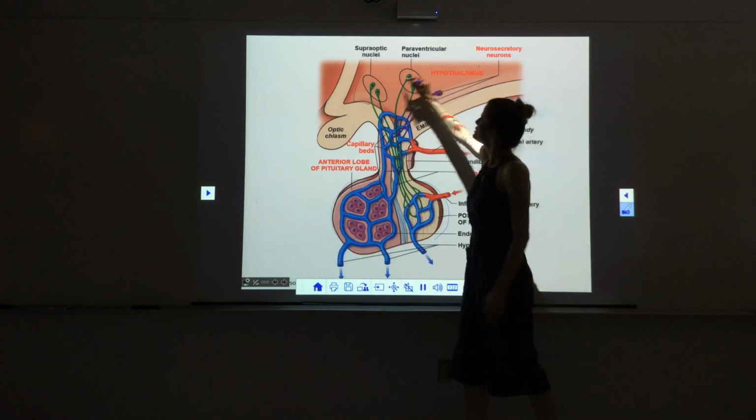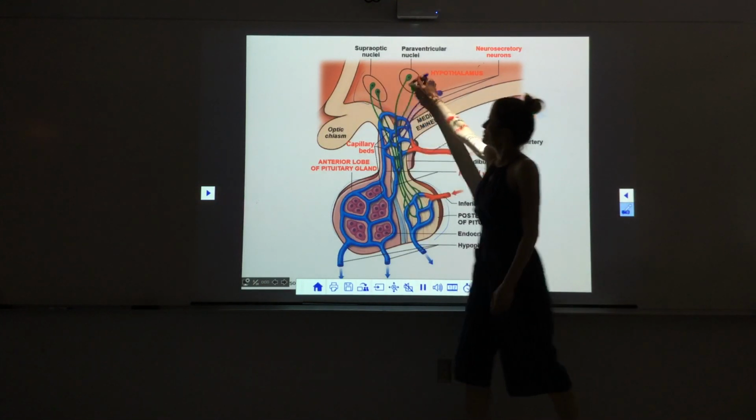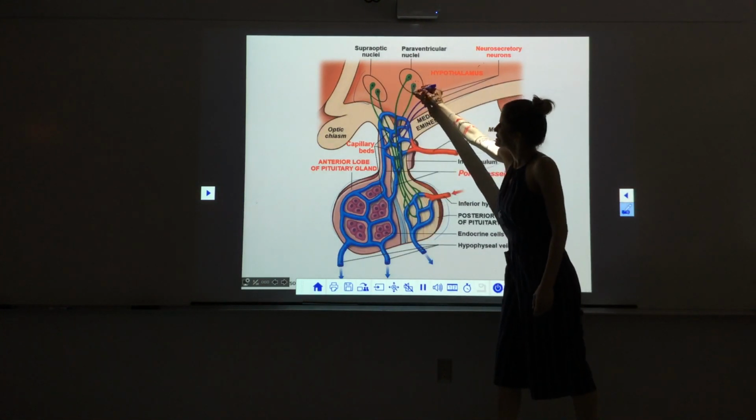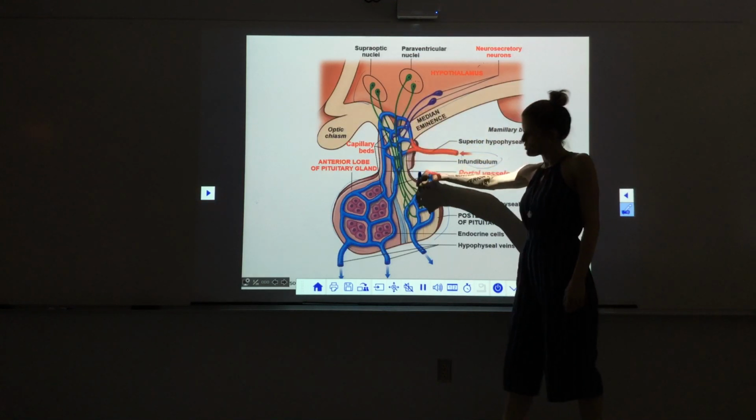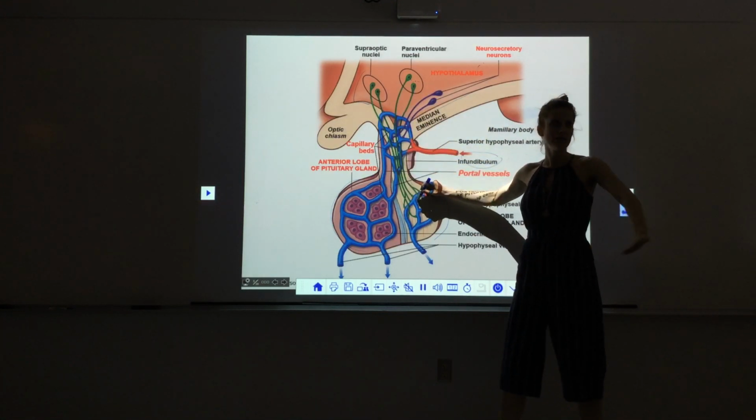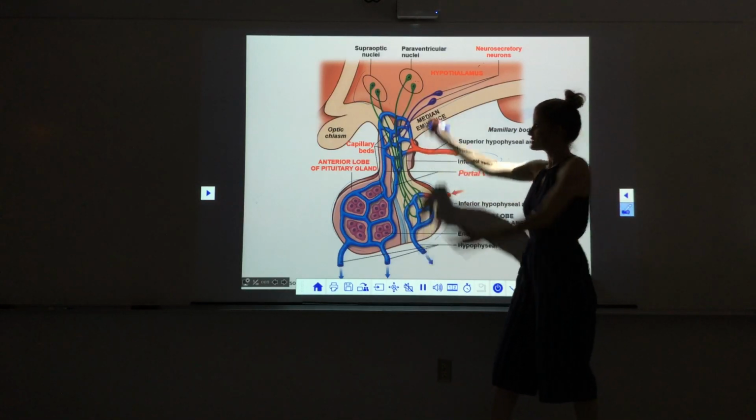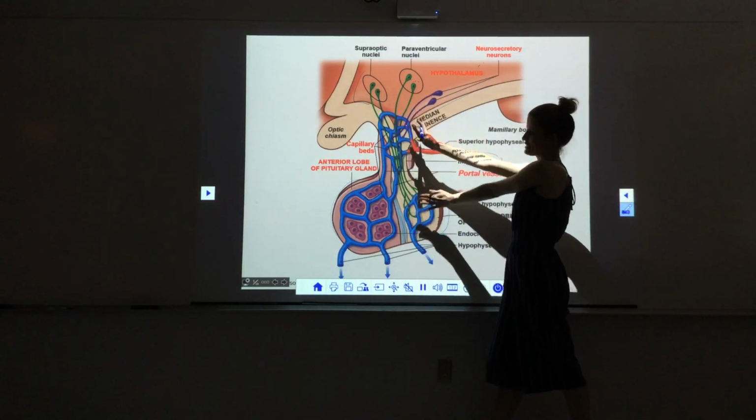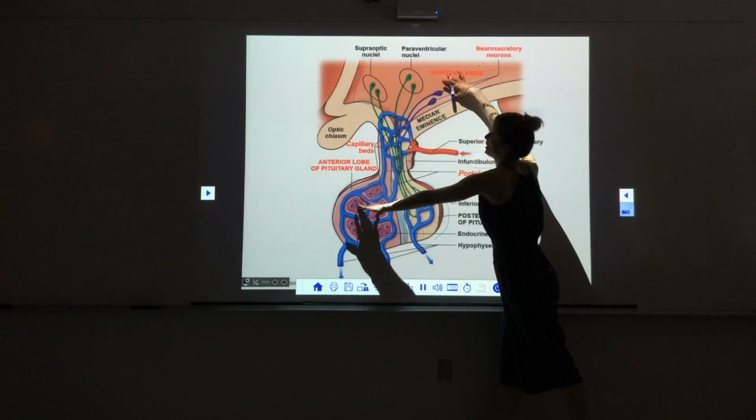Notice that these neurons up here have axons that stretch all the way down to the posterior lobe. This is completely different than the hypophyseal portal flow that we're looking at. Okay, that's the posterior lobe. We'll look at that in a second. This is what we're looking at right now.